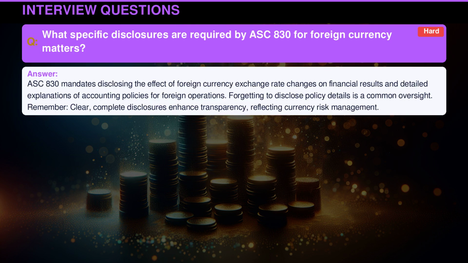ASC 830 mandates disclosing the effect of foreign currency exchange rate changes on financial results, and detailed explanations of accounting policies for foreign operations. Forgetting to disclose policy details is a common oversight. Remember, clear, complete disclosures enhance transparency, reflecting currency risk management.